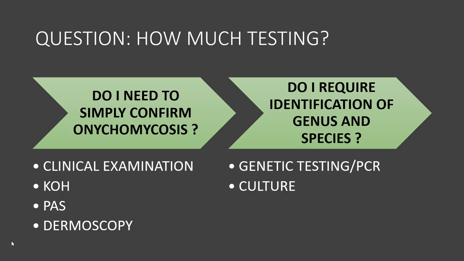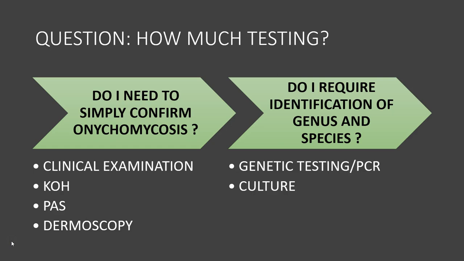So the question is, how much testing is required in treating onychomycosis in the elderly patient? And the question you need to ask yourself is, do I need to confirm simply that it is onychomycosis, or do you require identification of the genus and species? So if you merely need to know yes or no there is a fungus, then dermoscopy, PAS studies, KOH, or possibly even a good clinical examination is likely going to be sufficient. If you require identification of genus and species, then genetic testing and culture are going to be required.